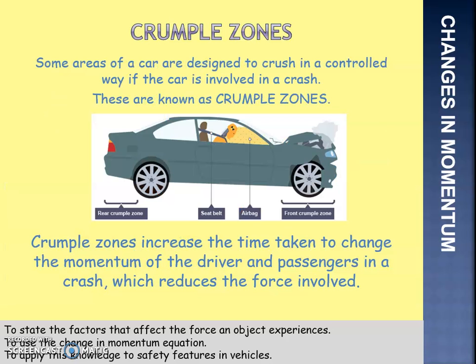Some areas of a car are designed to crush in a controlled way if the car is involved in a crash, and that's known as a crumple zone. We can see there's rear and front crumple zones in the picture shown there. Now the crumple zones will again increase the time taken to change the momentum of the car. So the driver and the passengers involved in the crash would experience a much lower force because it's taking a little longer for that momentum to change, reducing the force involved.